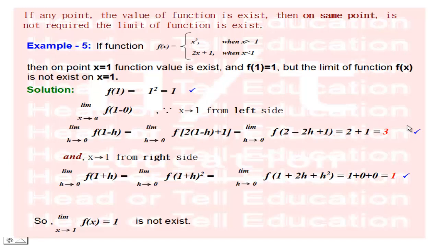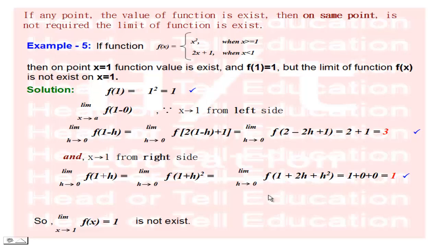Now check the right side value. Right side means x is greater than 1, that is 1 plus h. So the limit as h tends to 0 of f(1 plus h) equals the limit as h tends to 0 of (1 plus h) square. So we put h equal to 0, giving 1 plus 0 plus 0, and this time we got the value 1. This means the limit as x tends to 1 of f(x) does not exist.